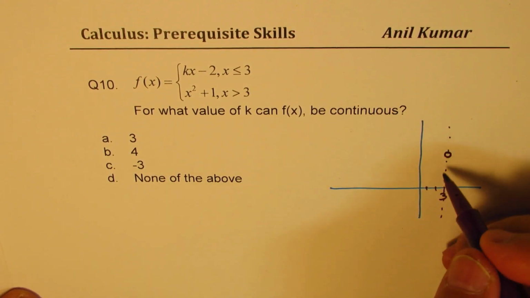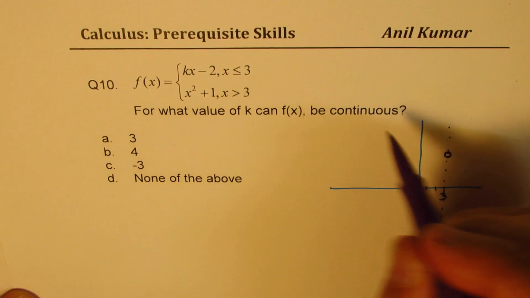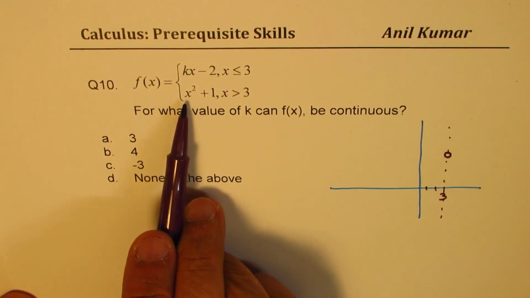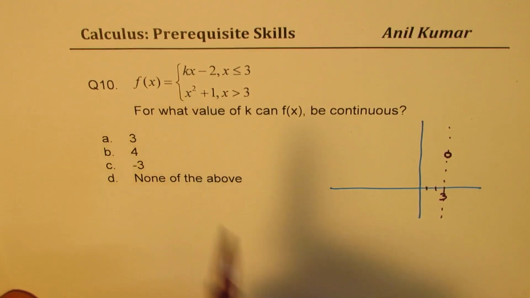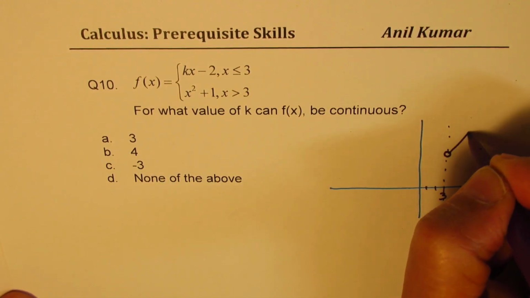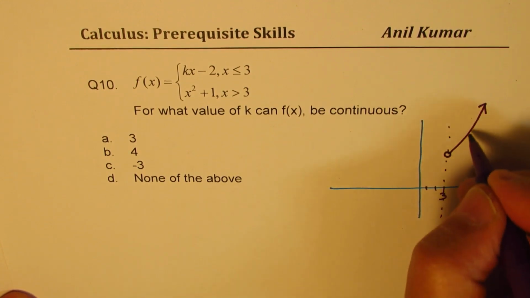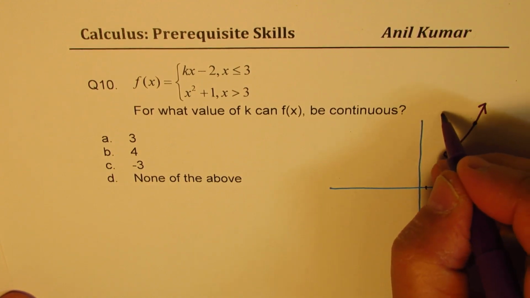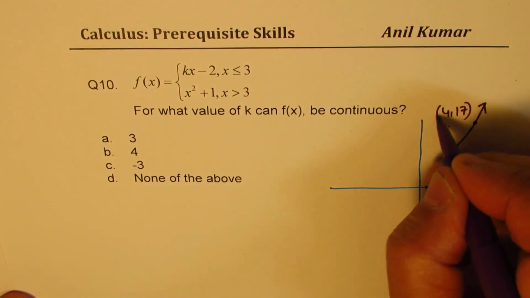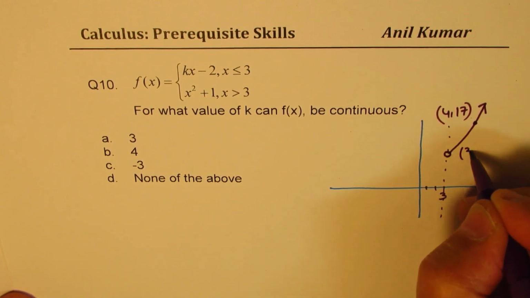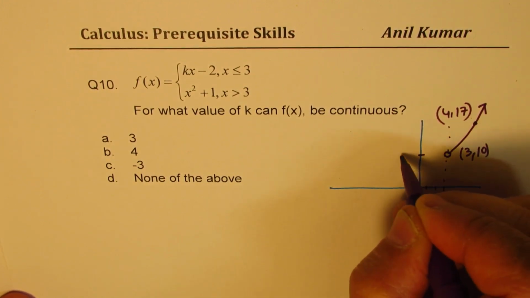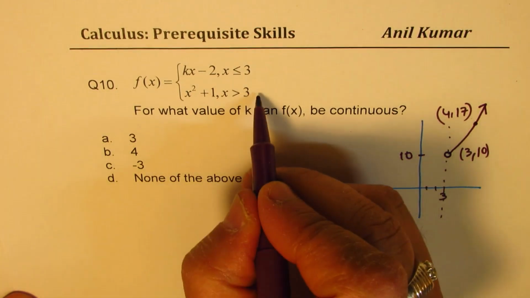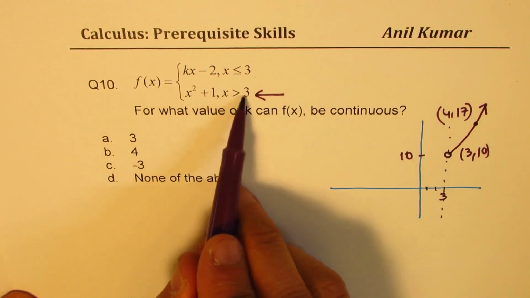So basically x squared plus 1 is a parabola which will be rising like this. So it is going to go up. If I write 4 here, 4 squared is 16 and 1, 17. So the parabola is going up here. So at 4, we may have a point which you can write as (4, 17). And this point here is (3, 10), correct? So the y value here is 10. So that is the second part, when x is greater than 3.